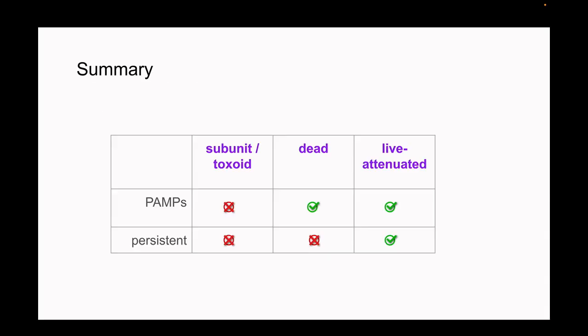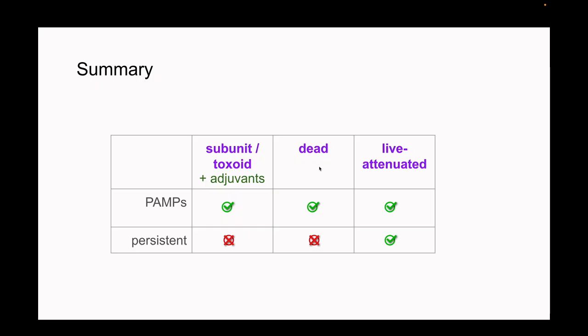Okay, finally, let's summarize. In this case, I put the subunit and the toxoid vaccines together. We talked about why it is beneficial to have toxoid vaccines. The subunit and the toxoid vaccines by themselves essentially have neither, so they don't have the PAMPs and they don't have the persistency. They're eliminated pretty quickly. But then, of course, if we have adjuvants, and for such vaccines you typically will have adjuvants, then you do have the PAMPs, and then this can actually work as a vaccine.